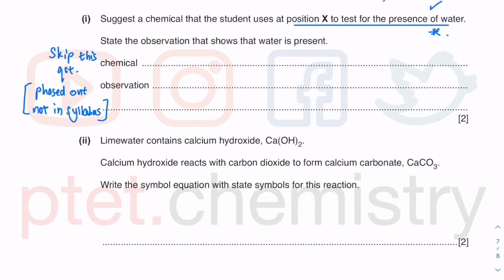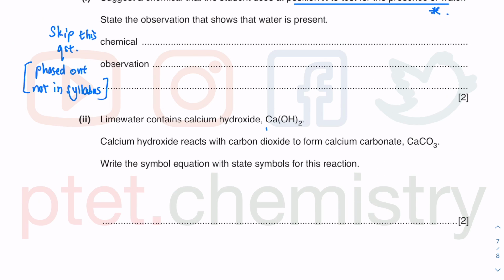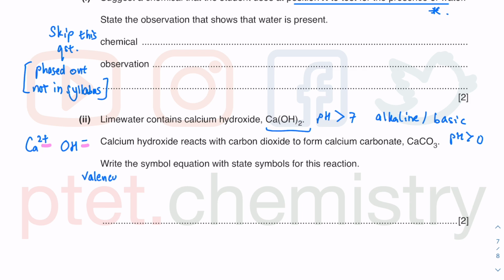Now, lime water contains calcium hydroxide. As you know, calcium from group 2 will lose 2 electrons to complete the outer shell, Ca2+. Hydroxide ion is from the acid, base and salt topic. The pH is greater than 7, it is alkaline, it is basic because it contains hydroxide ion. We look at the charges of the ions. These are what we call valency, which is the combining power based on the charges of the ions. These are from Year 9 chemical formula.